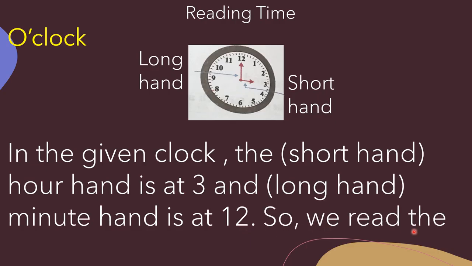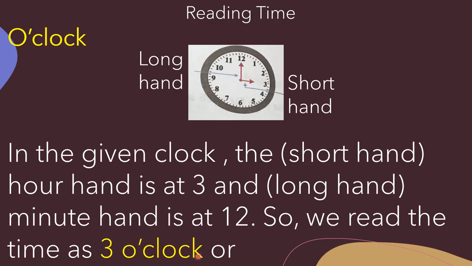So we read the time as 3 o'clock और 3:00. हम इसे या तो 3 o'clock बोलते हैं, ठीक है, या फिर हम इसे इस तरीके से लिखते हैं 3 मीन्स आवर्स जो हैं वो कितने हैं 3 और मिनट्स कितने हैं इस टाइम पे 0. ओके, तो जब हमारा लॉन्ग हैंड 12 पे होता है तो मिनट्स होते हैं 0 और जब लॉन्ग हैंड हमारा 12 पे है at that time the hour hand, means the short hand, is at a particular number. तो जिस पर्टिकुलर नंबर पे वो होगी that o'clock time is there. ओके, so let's do with an activity.